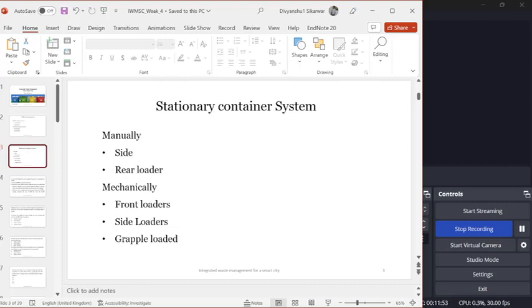In the mechanical system, the loading is done in three ways. First is front loaders. The loading is done from the front side of the truck. Basically, it has a type of lever arm which lifts the waste container and dumps the waste in the truck. And the side loader is the same as the manual loader. The only thing is there will be a mechanical arm which will do the side loading.